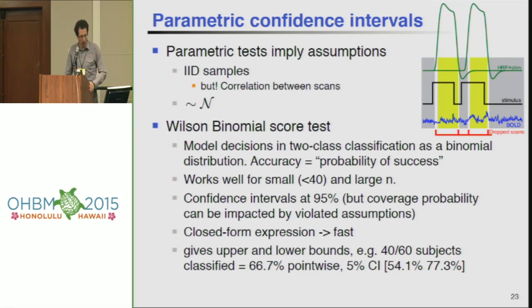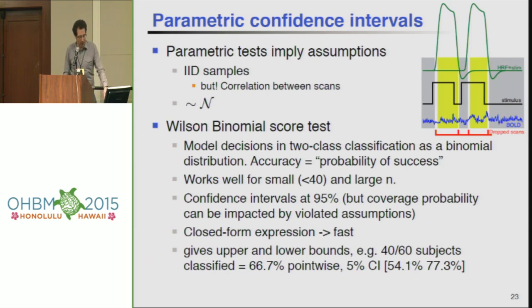I just want to show you, there are implementations of that. If you need code, I can give you code as well. Just look at the last line. I just want to give you a feel for how wide these confidence intervals are. If you have 60 subjects and you classified 40 of them correctly, so 40 out of 60, your point estimate of classification accuracy in this case is 67%. But the confidence interval at the 5% significance level is basically between 54% and 77%. Sixty subjects for neuroimaging is kind of an okay size.